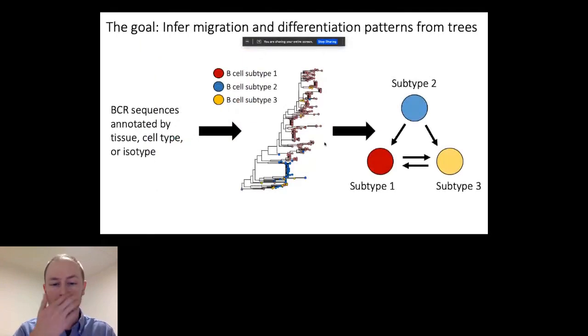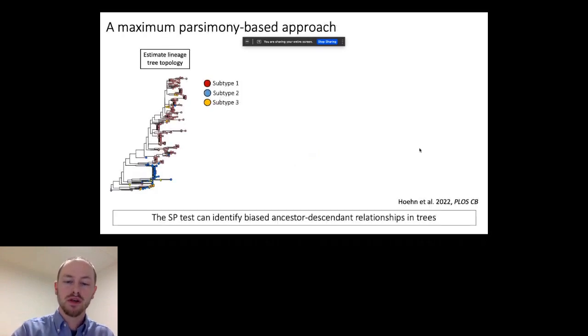Just to make things clear, the goal, or perhaps the dream, I should say, of these methods is to be able to take BCR sequences annotated by tissue, cell type, or isotype, build our trees, label the tips by whatever piece of information we're interested in, and then use these tree structures to infer differentiation or migration networks. This is a complex problem, and it's often the case that complex problems in statistics are first investigated using simple summary statistic-based approaches. So rather than jump into a fully fledged model, we decided to first start out with a maximum parsimony-based approach to get an idea of what questions could be answered.